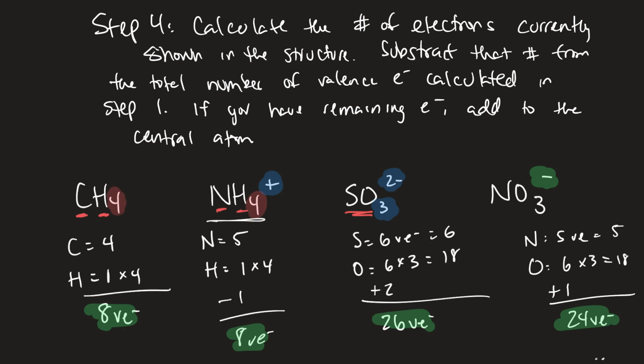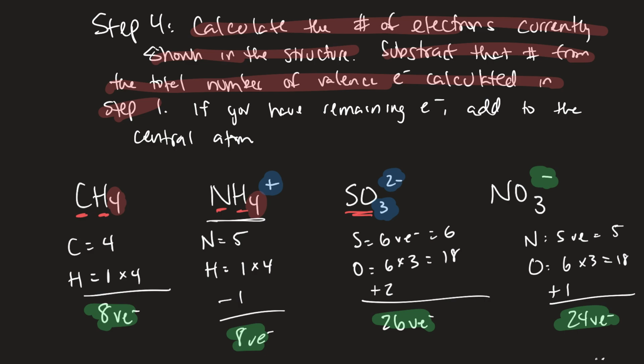All right, now we're ready for the next step. Step 4 states that you're going to calculate the number of electrons currently shown in the structure. At this point, we figure out how many electrons we see in our structure, and then you subtract that number from the total number of valence electrons you calculated back in step 1.